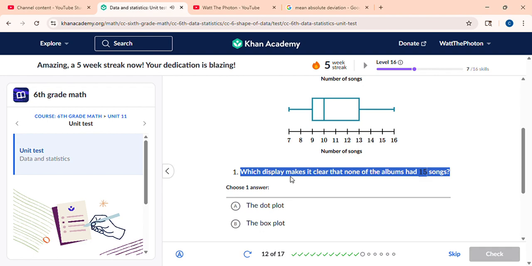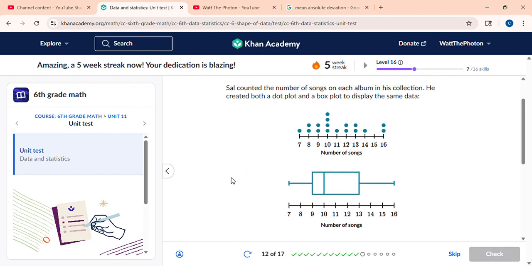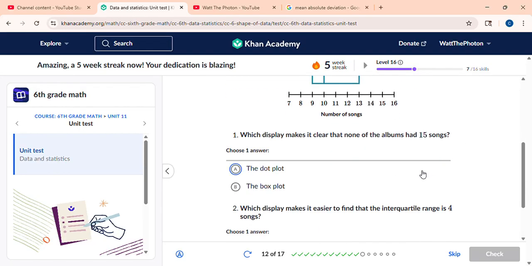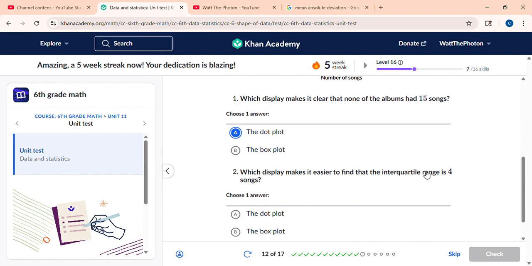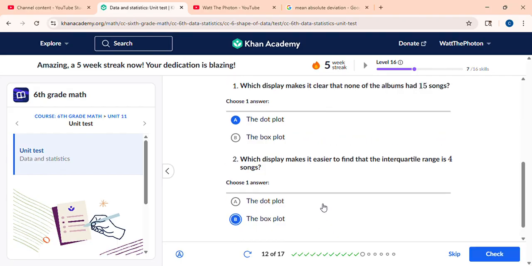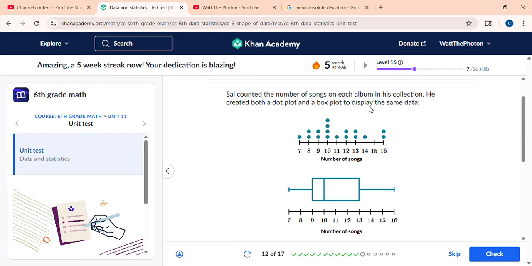Which display makes it clear that none of the albums had 15 songs? The first. The dot plot. The box plot. This is a box plot, this is a dot plot.